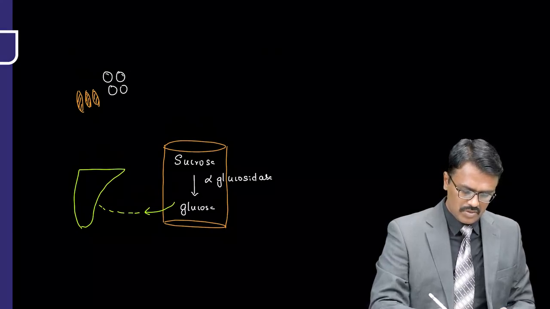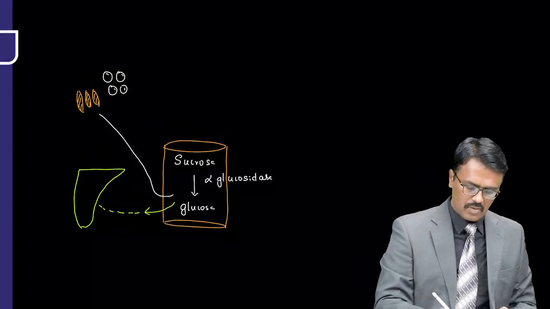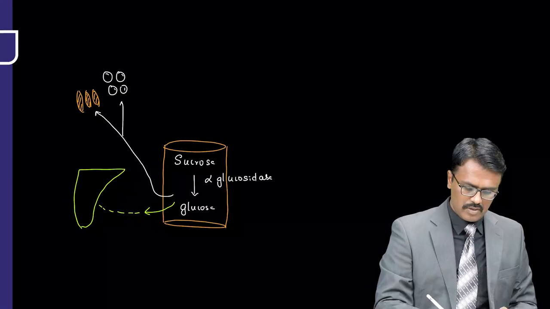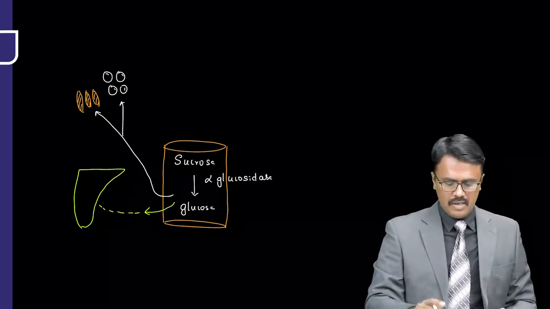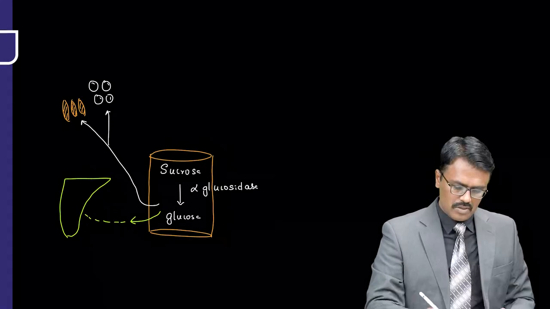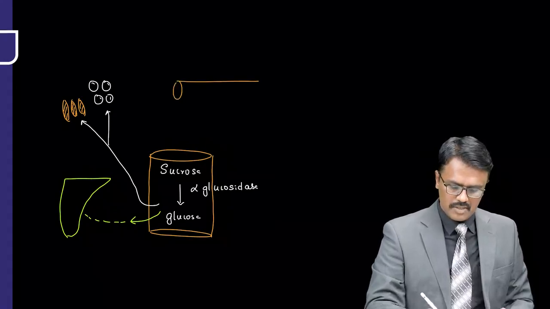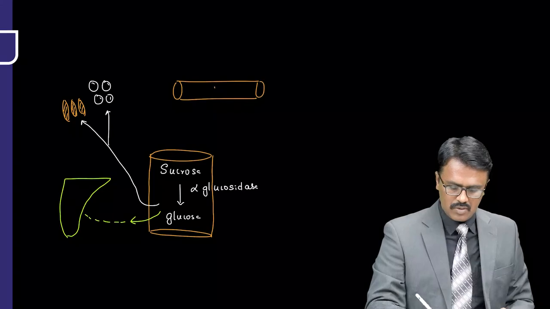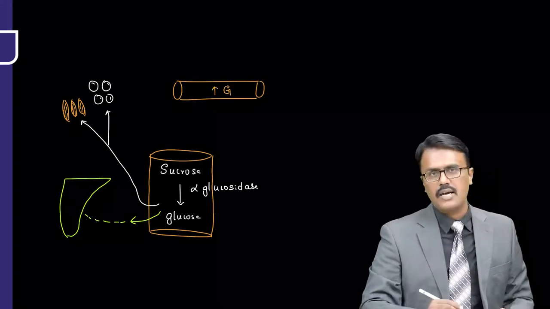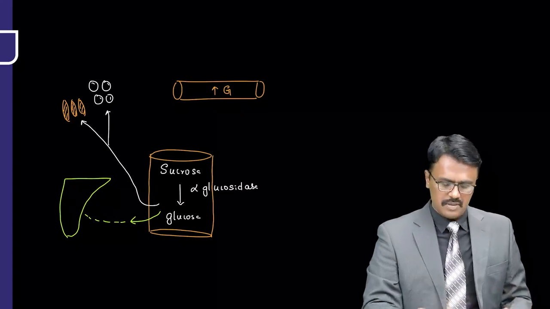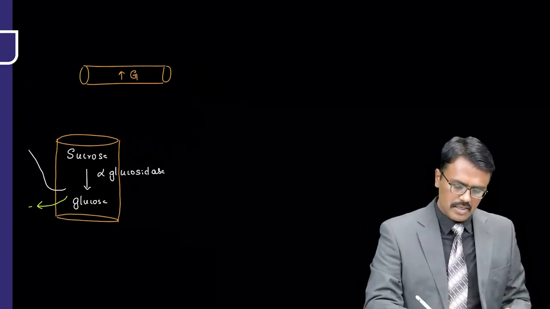Right, these are the adipose tissues, and they will also take up the glucose. Now what happens when the glucose is high? This is the blood vessel and the glucose is high. Normally, when the glucose is high, what happens? The high glucose is sensed by the pancreas.